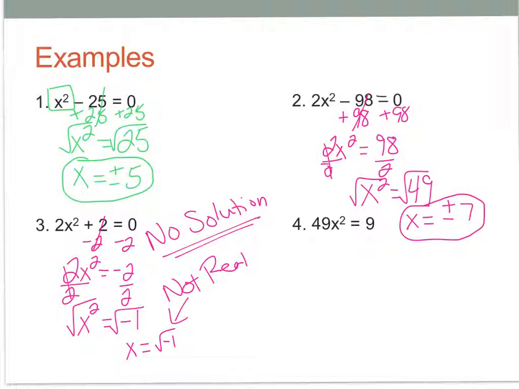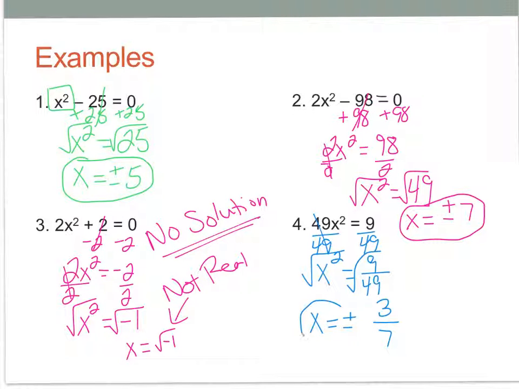All right, finally number 4. Solving for x squared, let's divide by 49. So x squared equals 9 divided by 49. And then take the square root. Remember, the square root of a fraction is the same as the square root of the numerator, which would be 3, over the square root of the denominator, 7. So x equals positive or negative 3/7.